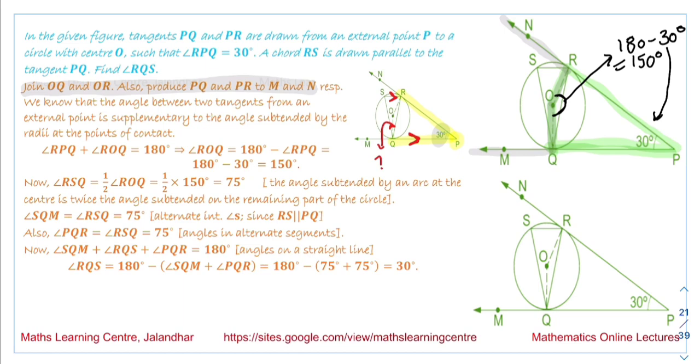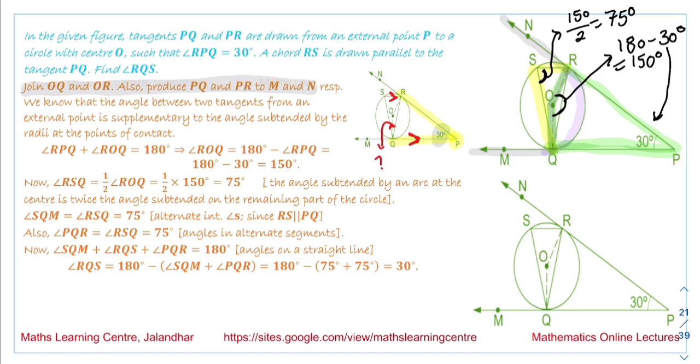This is the angle at O, and it corresponds to the arc RQ. On the same arc on the circle, we have the angle QSR, and the value of this angle QSR will be 150 by 2, that is equal to 75 degrees.